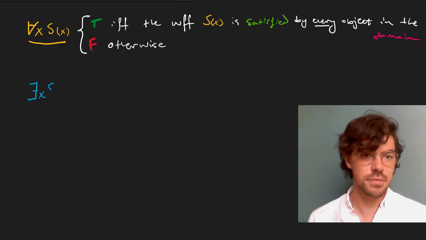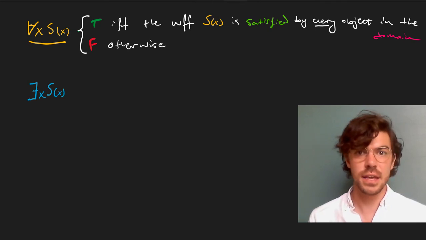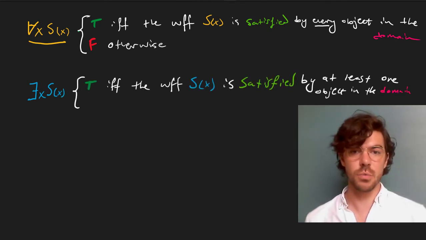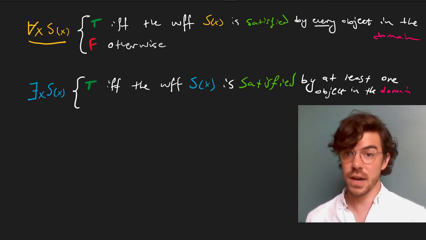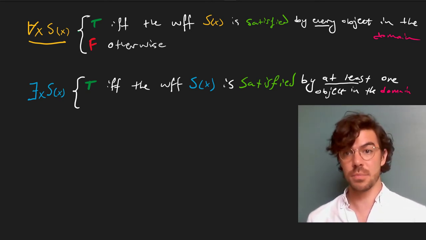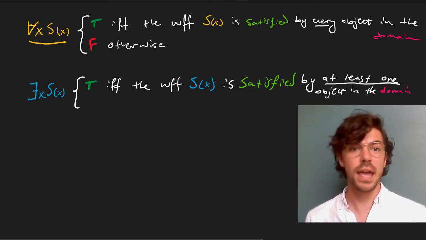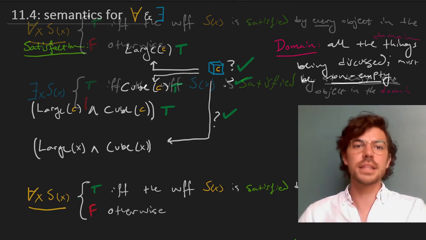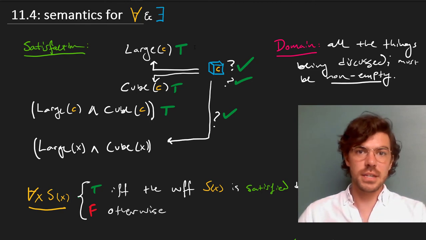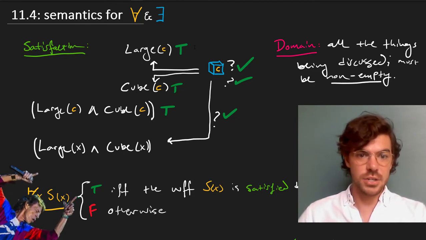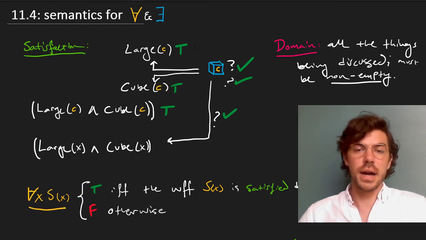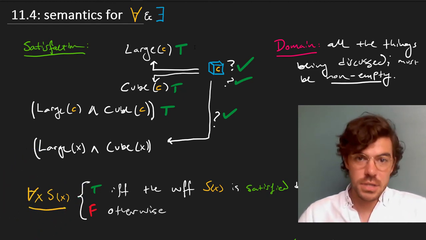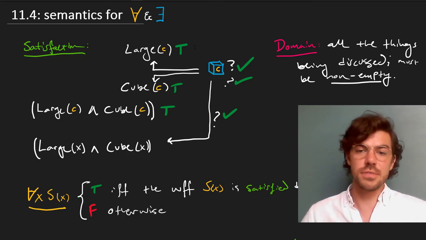Conversely, a sentence of the form "there exists an x such that Sx" is true if and only if the well-formed formula Sx is satisfied by at least one object in the domain, or by some object in the domain, construed as at least one, and it's false otherwise. And there you have it. There is our semantics for our quantifiers, given in terms of satisfaction of a well-formed formula by an object in a non-empty domain, that is to say, the universe of things under discussion.